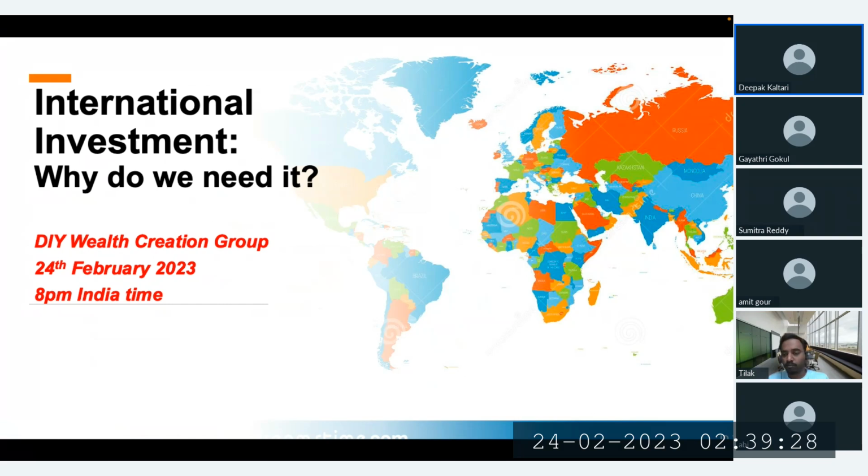Many of us would be investing in direct stocks, mutual funds, and many would be having a small or significant allocation to Indian or domestic equities. Now, this topic is all about international investment. Why do we really need it?